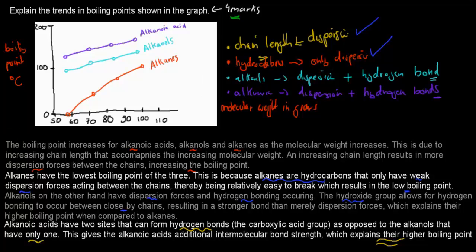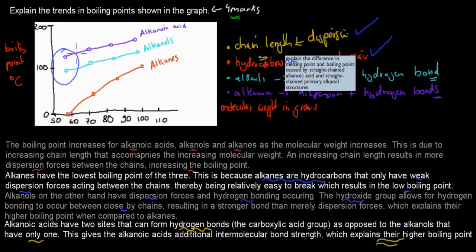Where that question came from, it came from this dot point. Explain the difference in melting point and boiling point caused by straight chain alkanoic acid and straight chain primary alkanol structure. So in this case, we should compare the alkanols and the alkanoic acids according to that dot point. And the alkanes is just something you have to know from previous dot points all the way back to the production of materials module. I hope that was useful.